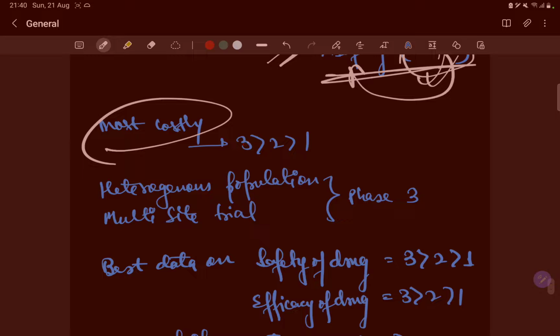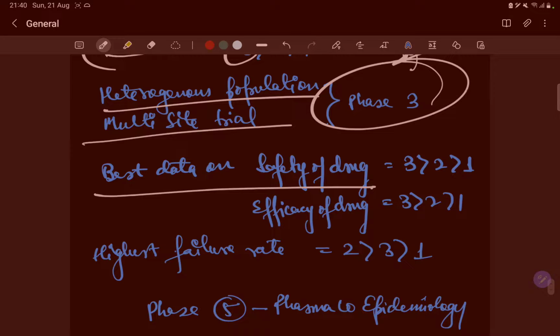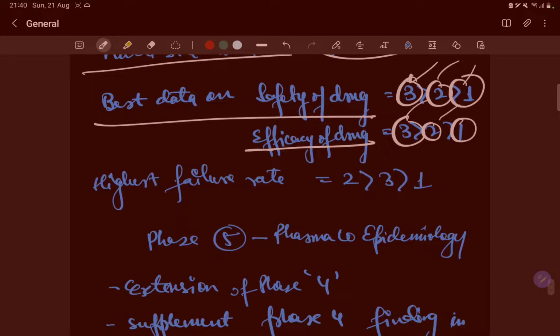सबसे ज़्यादा कॉस्टली कौन सा होता है? 3 नंबर. याद रखना, 3 नंबर सबसे ज़्यादा कॉस्टली होती है. देन 2 and 1. हेट्रोजिनस पॉपुलेशन एंड मल्टीसाइट ट्रायल जो होता है वो फेज़ 3 में होता है. दैट्स वाई इट इज़ मोस्ट कॉस्टली. बेस्ड डेटा ऑन सेफ्टी ऑफ ड्रग अगर बोले तो 3 to 1, एफिकेसी में 3 to 1, क्योंकि ज़्यादा पॉपुलेशन से, राइट. मोर द सैम्पल साइज बेटर द ट्रायल.